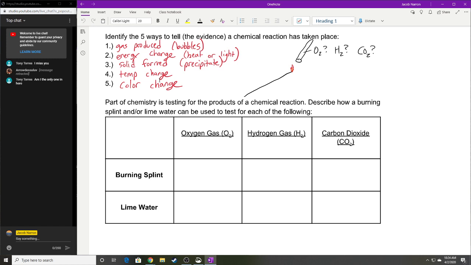And the other thing is lime water, which honestly, if you're watching this video and paying attention, you can just cross that out because it's dumb. Lime water does react with carbon dioxide, but I don't care. Let's just focus on the burning splint.